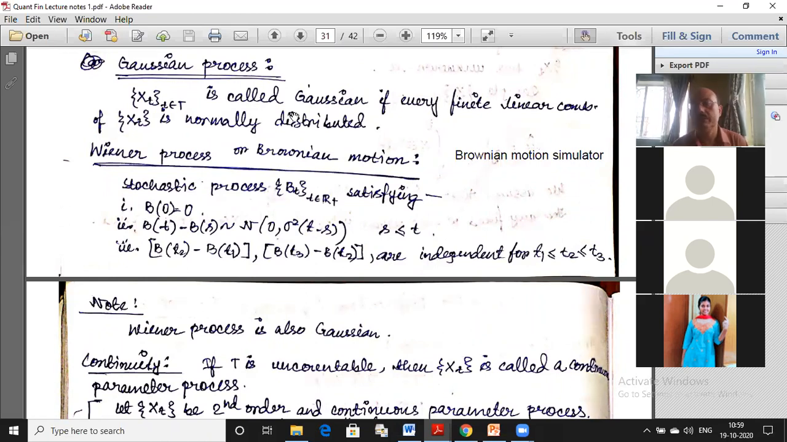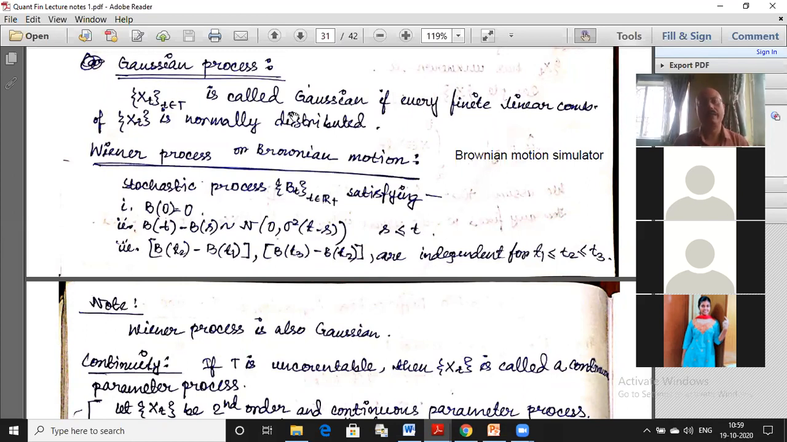Yes, sir. Can you just confirm that this is clear? Because I said that the differences follow normal distribution, and now I am claiming that all finite linear combinations follow normal distribution. But just in case, as W0 is 0 and then V0 is 0, you can see the connection, right? Yes, sir. Very good.